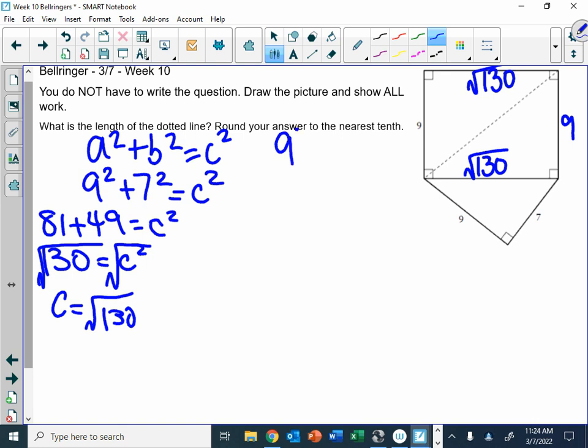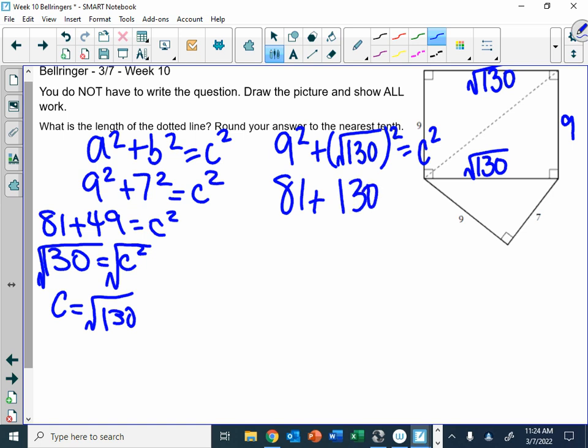So I can say 9 squared plus square root of 130 squared equals c squared. Okay, 9 squared we said was 81. What happens here when I square a square root? Yeah, it would be 130. What's happening here is square and square root are opposites of each other. So they simply just cancel each other out, and I'm left with 130. So you're correct. I just wanted you to clarify your wording.